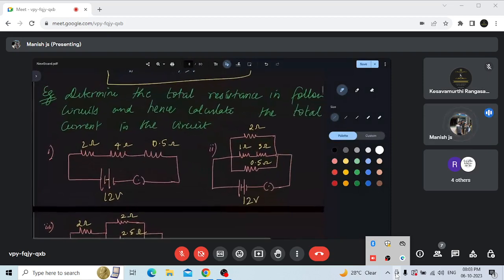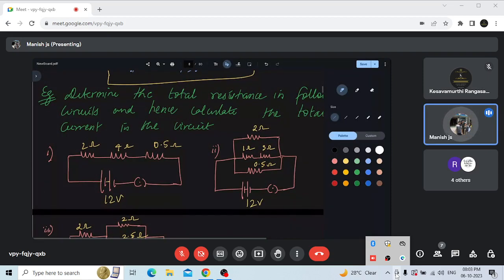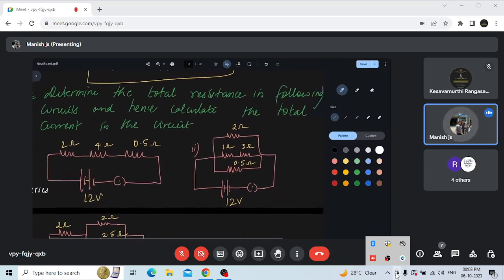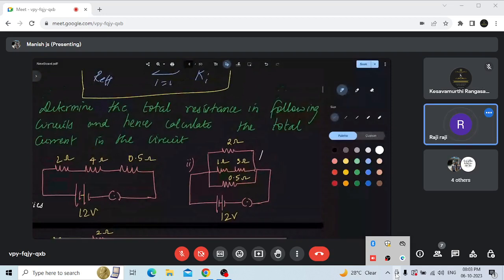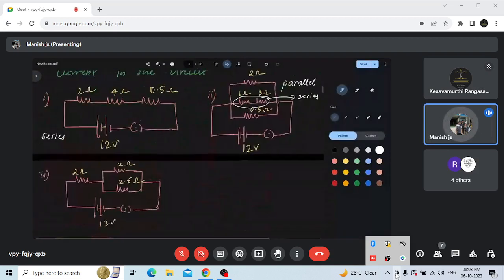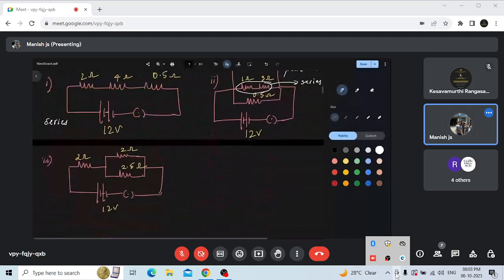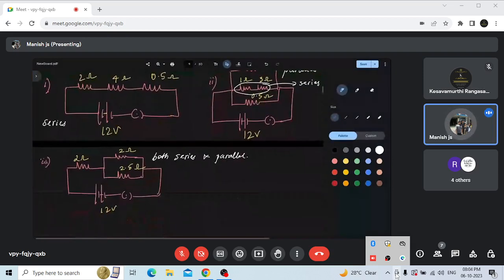It is series combination. You can see that they are connected in series. What about the second circuit? Parallel, sir. It is parallel, and here in between you can see it is series. These both are in series. Third circuit, combination again. It's a combination of both series and parallel. So let's look at the answers now.